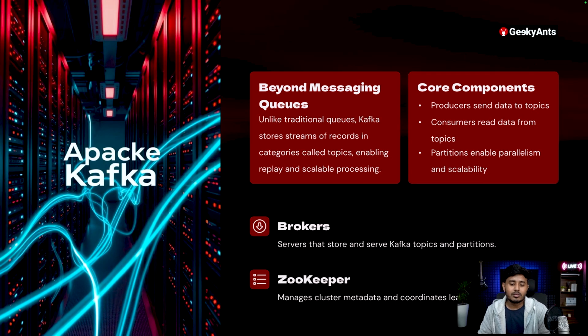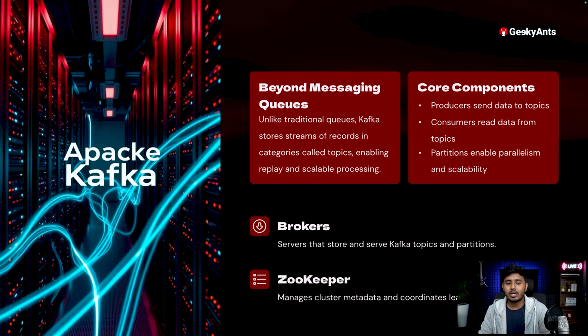So, unlike the traditional queues, Kafka actually stores all the records in the form of categories called topics. So, these topics actually enable us to replay them and also provide scalable processing. Some of its core components are producers, consumers, and partitions. So, let's see each one of them.